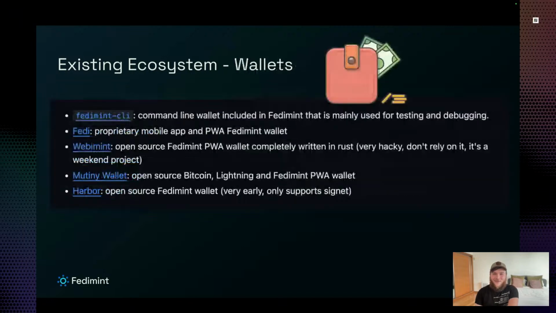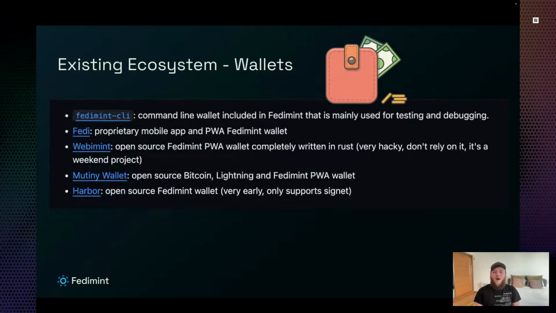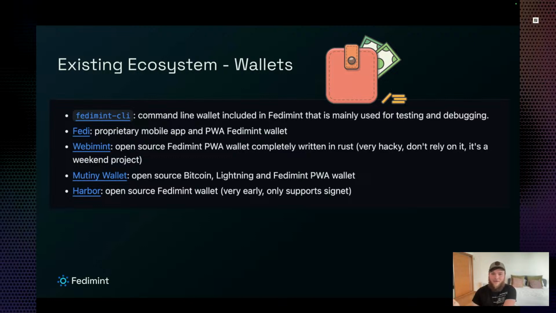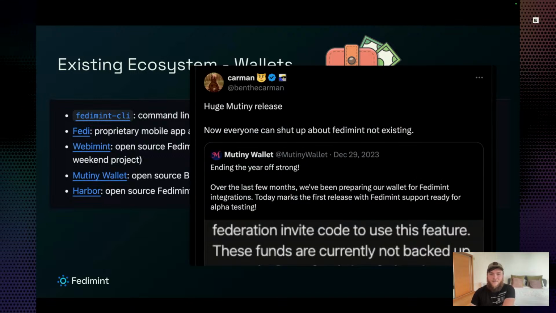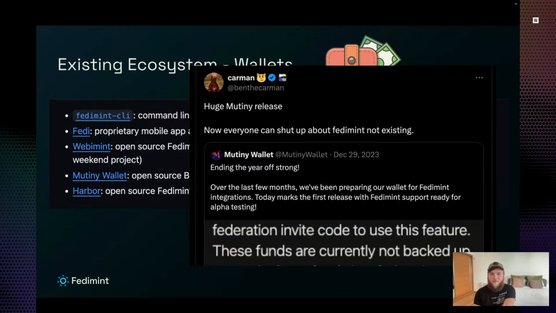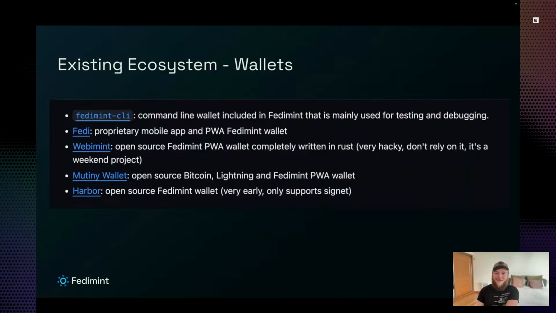But yeah, so also, in addition to our libraries, we have an incredible ecosystem of wallets. We have the Fedimint CLI, which allows you to have a wallet in the command line. That's great for debugging and testing. We have the Fedi wallet, which is the flagship amazing wallet that everybody knows and loves. We have Mutiny wallet and Harbor, some other awesome wallets. Yes, and this is a tweet that rings true from the people that made Mutiny wallet. Yes, Mutiny, once they added Fedimint support, everybody can shut up about Fedimint not existing. It's finally out in the world.